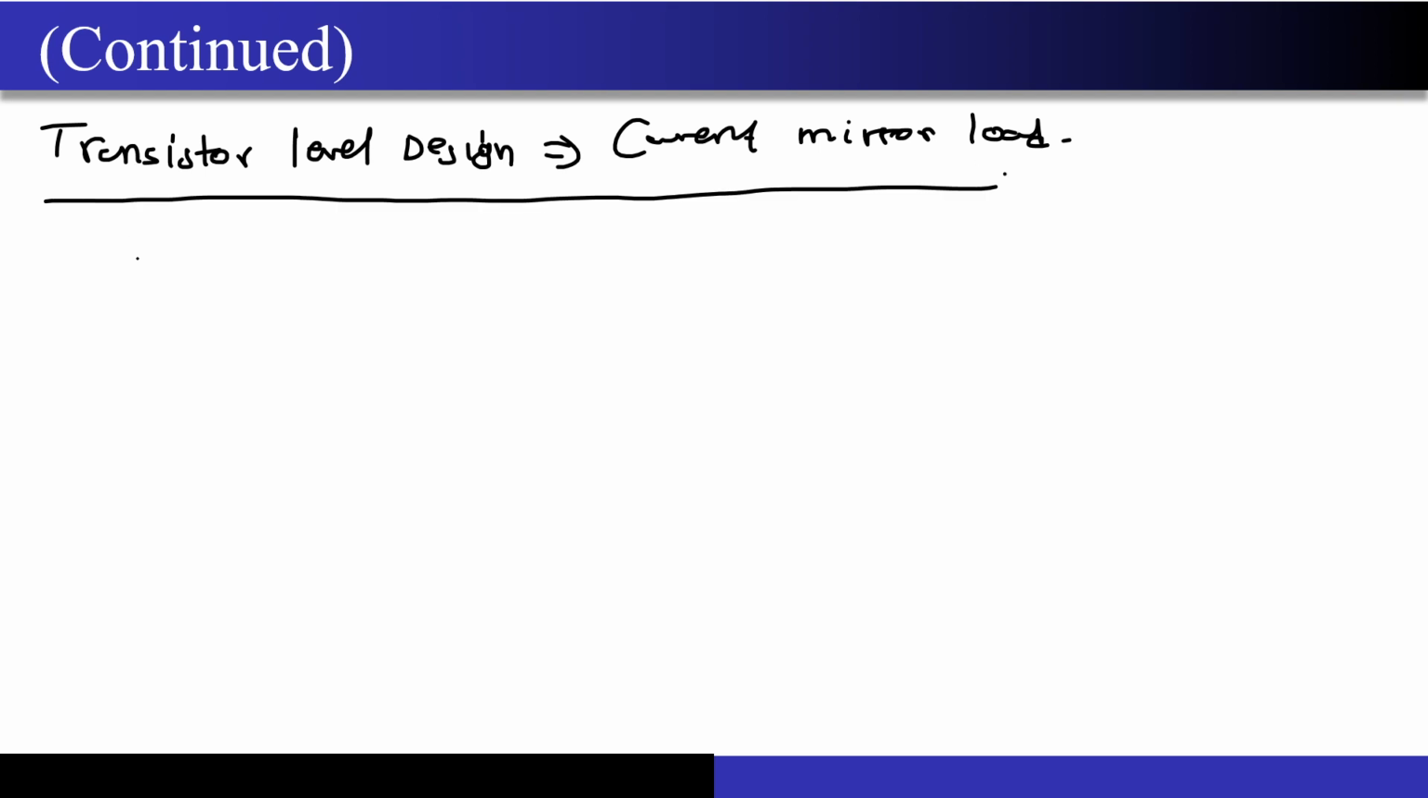Now, how are we going to do this? Remember, if the specs on the ICMR are not given, then we have to choose some specs, right? ICMR minus is 0.8 volts. ICMR plus is around 1.6 volts.